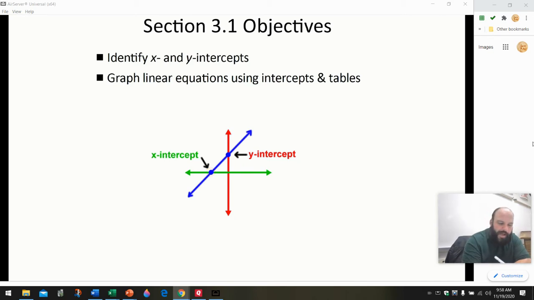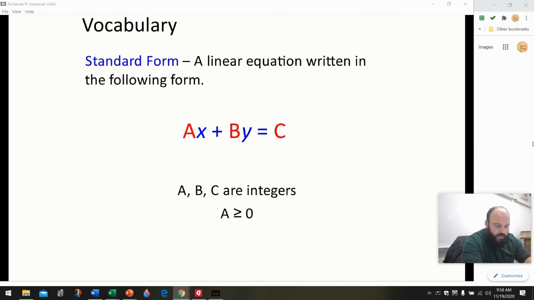Now, we do not have a fancy letter for the x-intercept. If you recall, the y-intercept letter is called B in slope-intercept form. The x-intercept does not have its own letter, so it just doesn't. So let's look at this.